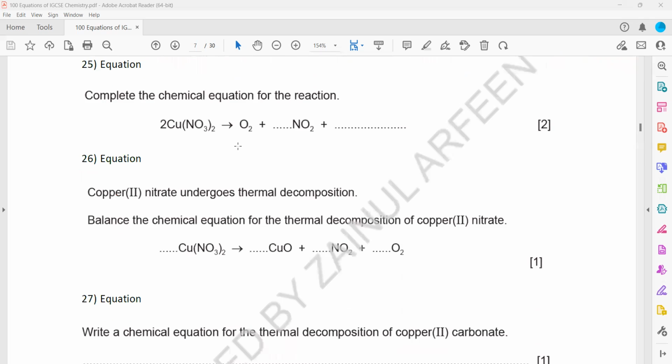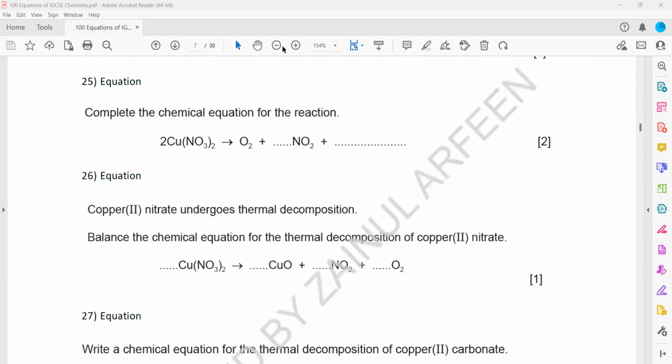In question 25, complete a chemical equation. This is a chemical equation for the decomposition of a metal nitrate. If we decompose copper 2 nitrate, first you have to complete the product before balancing. First part is always completing the product. So copper nitrate is there, we supply heat energy, it decomposes into oxygen, nitrogen dioxide. What else will be the product? The product will be copper oxide.